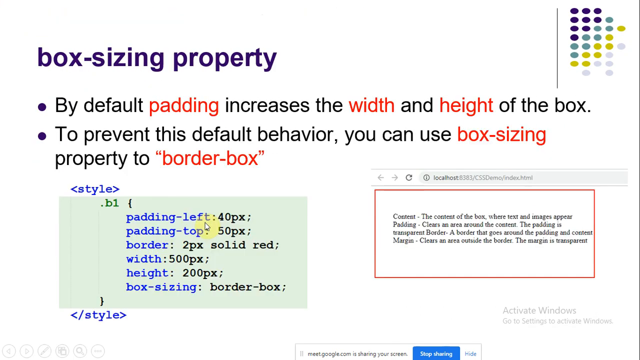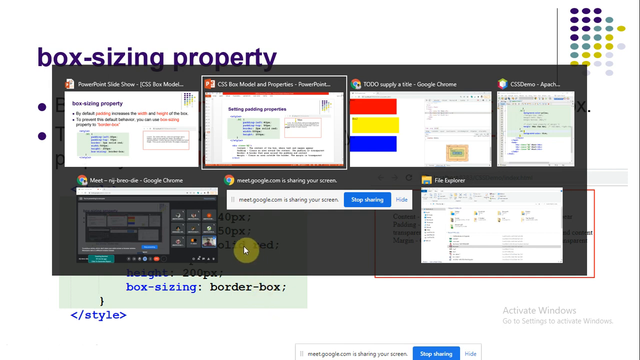The last one: when you set padding, it increases the width and height of the box. To prevent this default behavior, we have to use the box-sizing property. If you are using padding, don't forget to use box-sizing equal to border-box. If you are not using box-sizing border-box, the box size will keep on increasing depending on the padding value, because we are giving space inside the box, so space inside the box will increase the width and height of the box. So that's all about box model properties. Any doubt we can discuss now? Do you have any doubts?